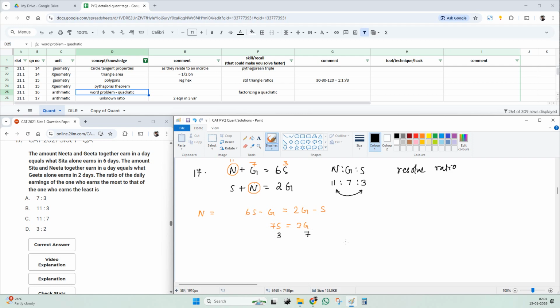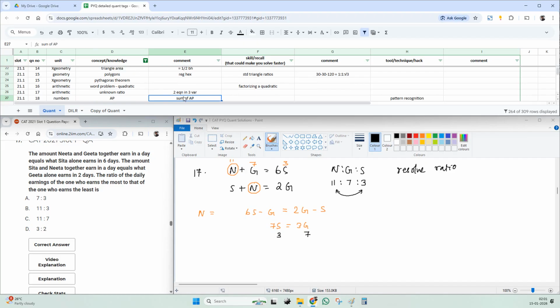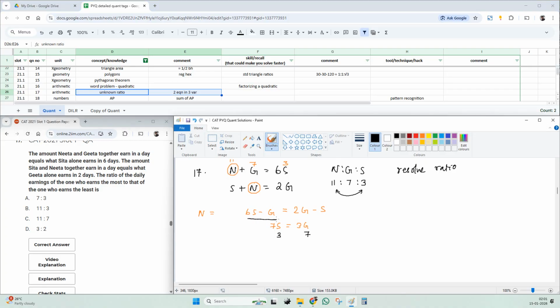17th question. What concepts? I have tagged unknown ratio with an additional comment of 2 equations and 3 variables. That's all I've given. It's really just algebraic simplification. You strictly don't need to know this concept or be able to state it to solve this question. All you need to know is you simplify by equating equal things. Here I wrote the same n in 2 different ways, and then clearly I can equate them, and you keep simplifying based on that and you get the ratio.